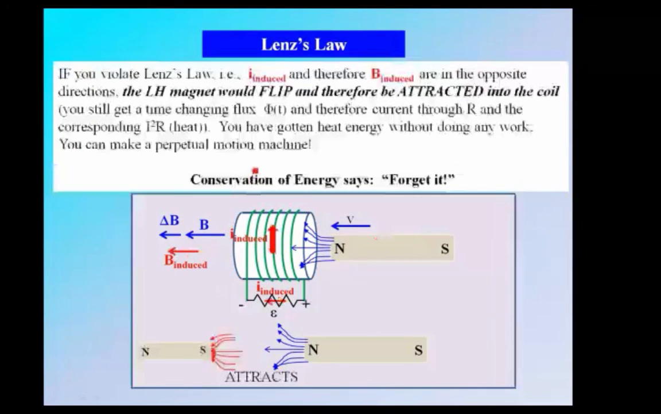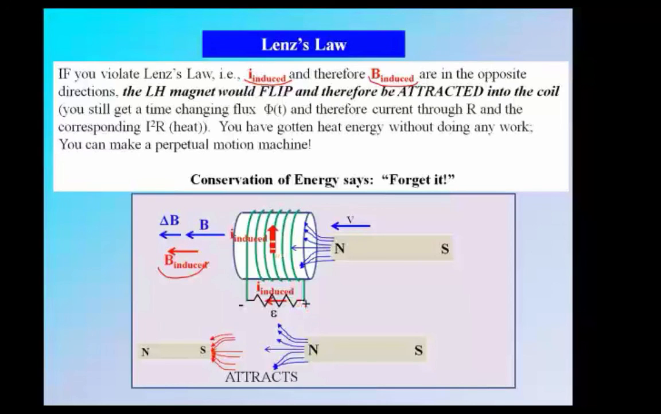If you violate this, in other words you reverse the direction of I induced and the direction of B induced, then what would happen? Well, first of all, I've shown the flip. Here we have the B induced in the same direction as delta B. We flipped I induced, so I induced in the resistor is flowing this way, and it reversed the polarity of epsilon. Well, what does that look like?